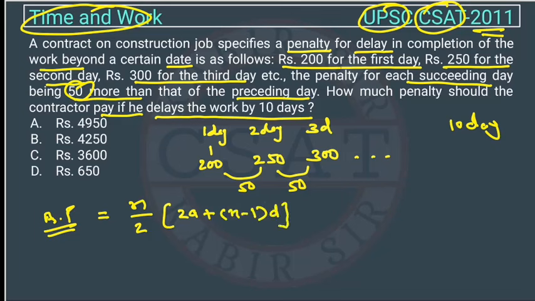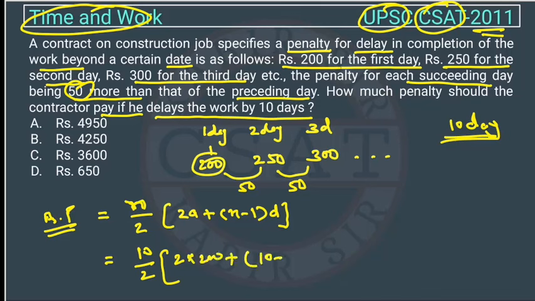This is the formula. What is n? Here 10 days, so n will be 10. What is a? A is the initial, which is 200. Then n minus 1, I told you, 10 minus 1. What is d? D is the difference between two successive numbers. It's 50. It should be constant, then only we can apply this arithmetic progression, right? I hope you all know this. So the d is 50. We have to just solve it.